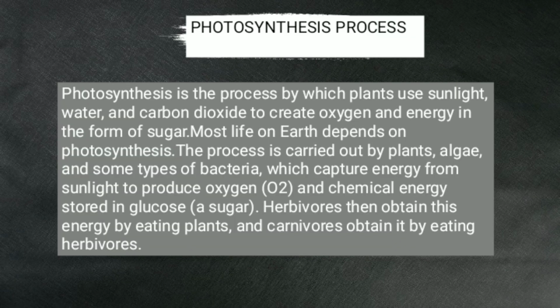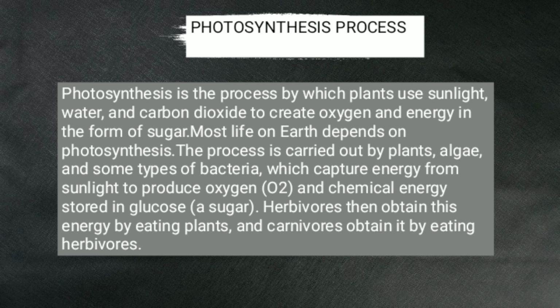Photosynthesis process. Photosynthesis is the process by which plants use sunlight, water, and carbon dioxide to create oxygen and energy in the form of sugar. Most life on Earth depends on photosynthesis. The process is carried out by plants, algae, and some types of bacteria which capture energy from sunlight to produce oxygen and chemical energy stored in glucose or sugar.